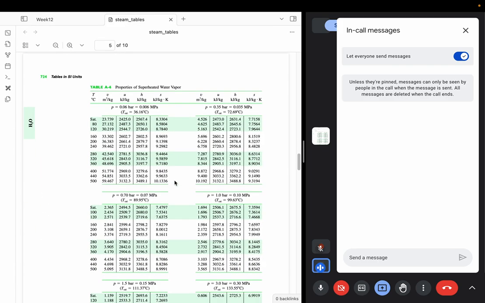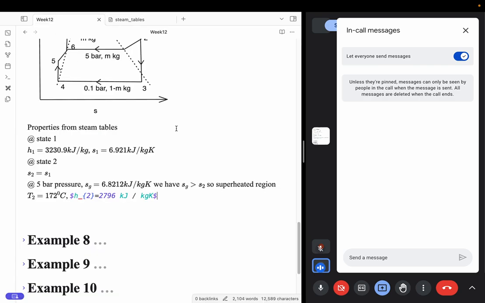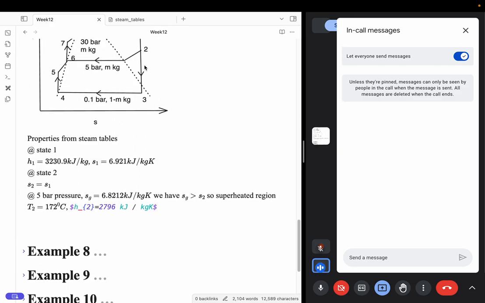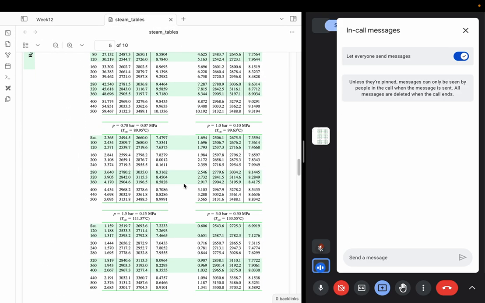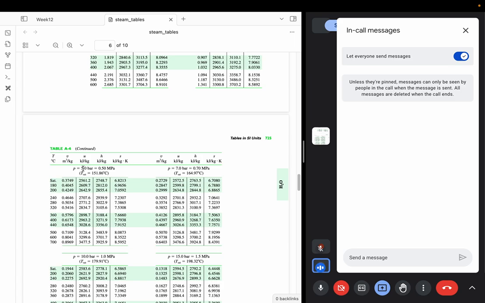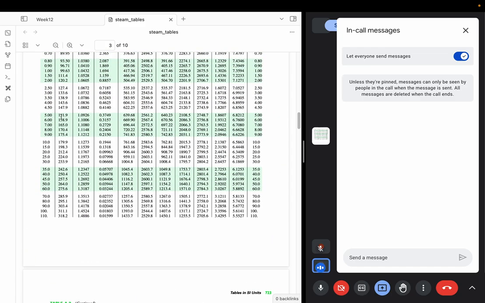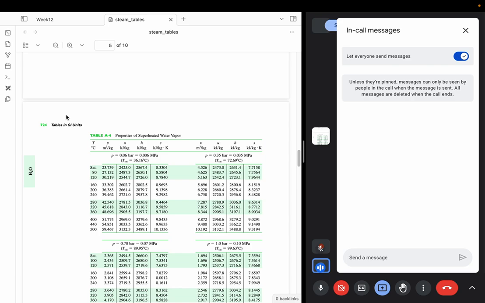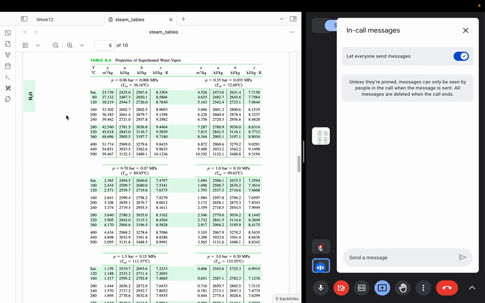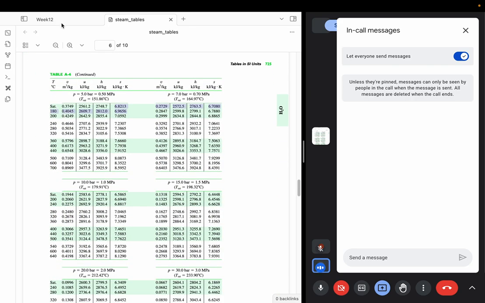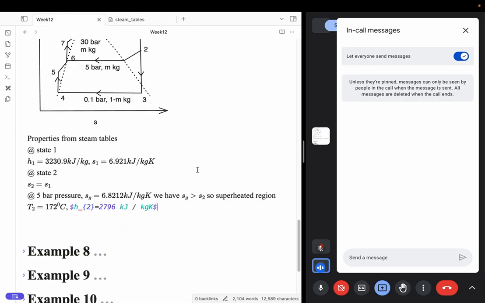All I have to look for is an entropy value of 6.921 at a pressure of 5 bar. So we'll look up the 5 bar table. Now if you see the entropy values, it will be somewhere between 6.8213 and 6.9656. So all you have to do is interpolate between the saturated temperature and 180 degrees Celsius. The saturated temperature is 151, so the temperature will be somewhere between 151 and 180.